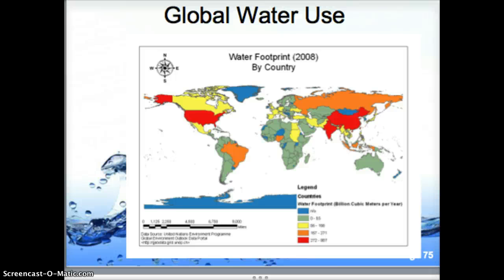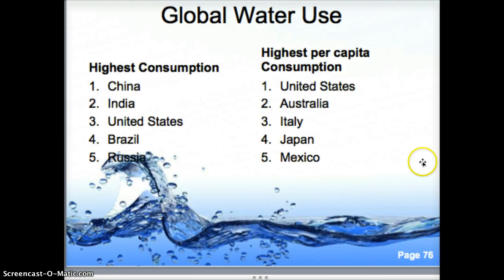Next, we'll turn our attention to global water use, and you can see here some of the top countries that use water: United States, India, and China, along with Russia and Brazil, and those are the top 5 highest consumption rates of water. Is significantly different, though, than the highest per capita rates, and that would be led by the United States, Australia, Italy, Japan, and Mexico.